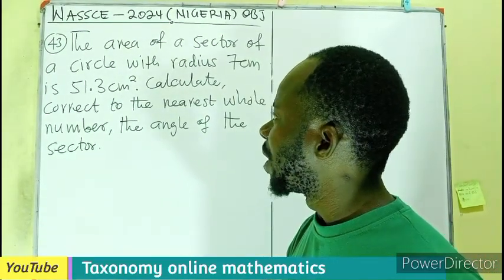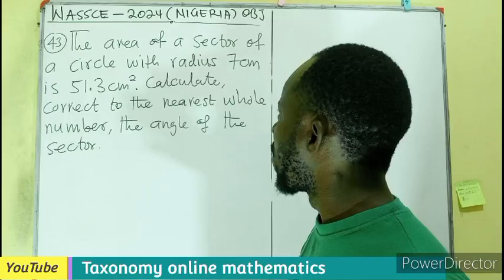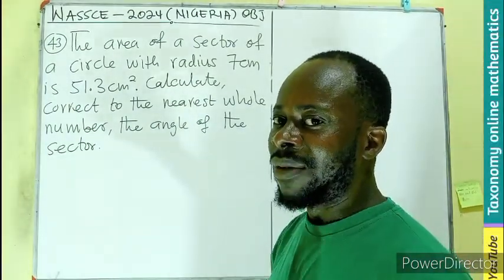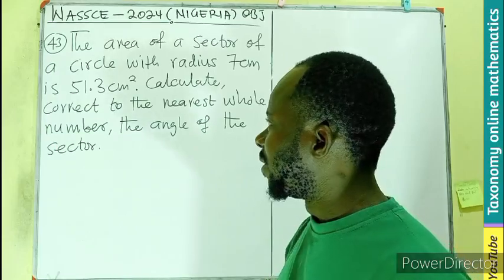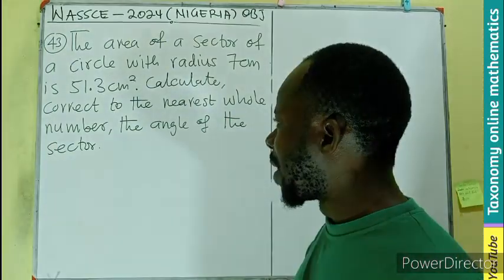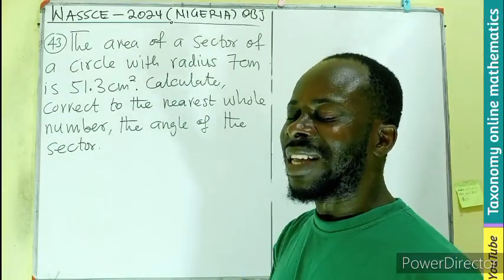The objective question number 43. The area of a sector of a circle with radius 7 centimeter is given as 51.3 centimeters squared. We are to calculate, correct to the nearest whole number, the angle of the sector.